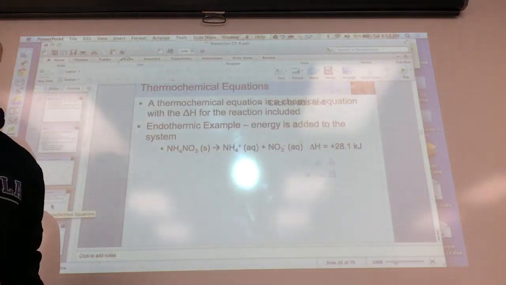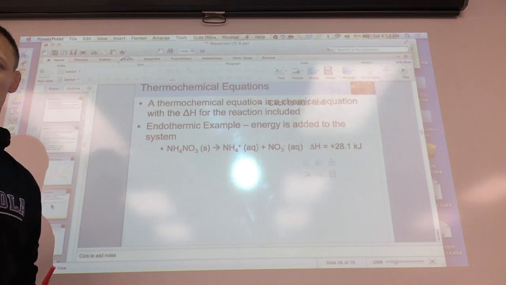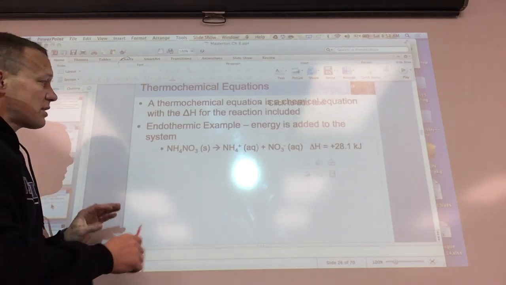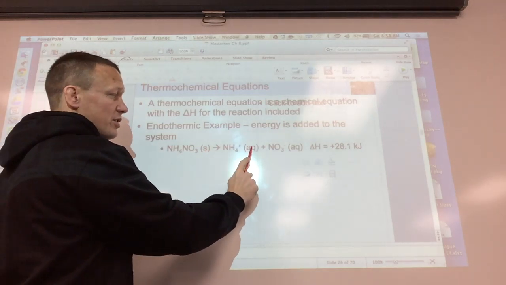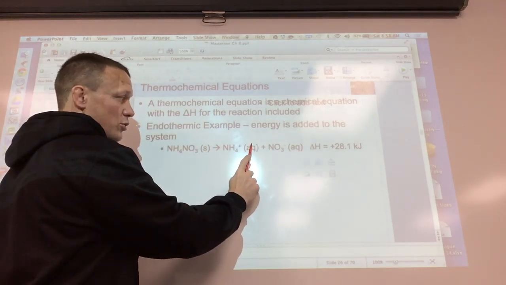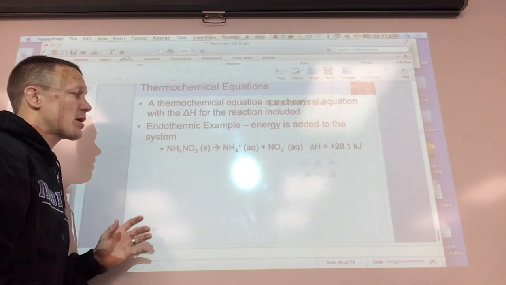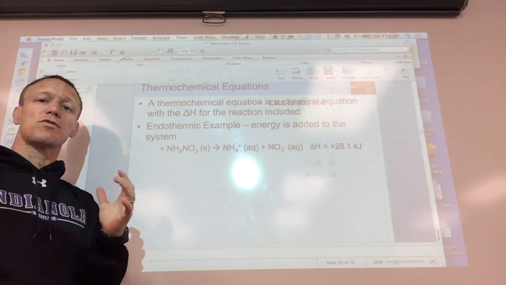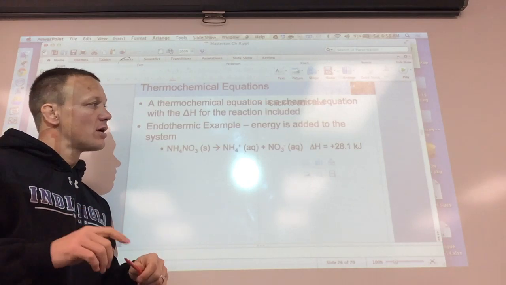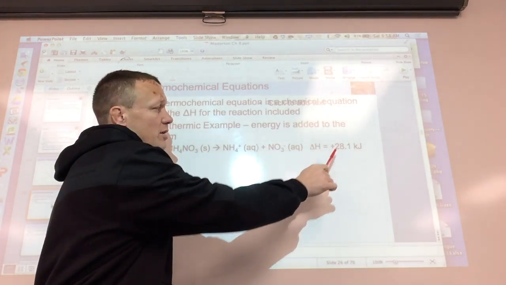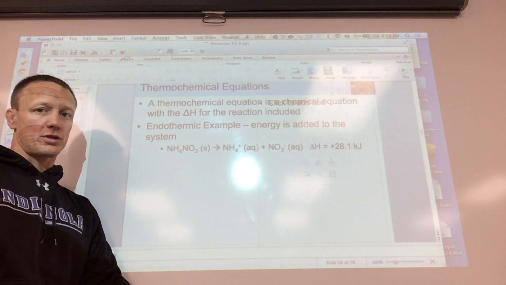Here's a thermochemical equation. It's the same thing as a normal chemical equation. It does tell you if a substance is a solid, liquid, gas, or aqueous. In every substance, solids versus liquids have different amounts of enthalpy, and we'll get to that a little bit later. So the delta H for this reaction is positive 28.1 kilojoules.